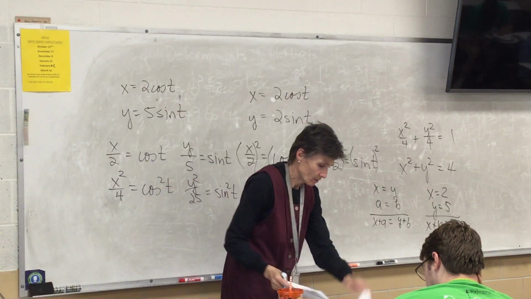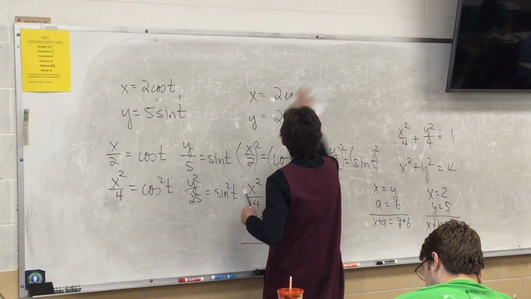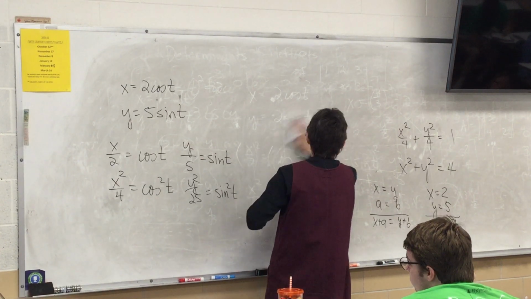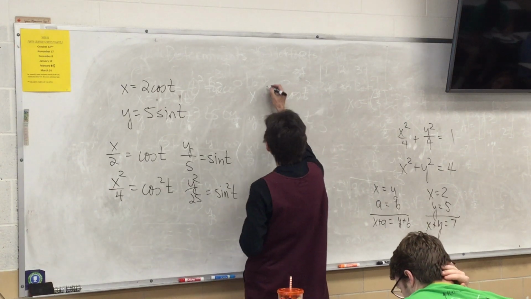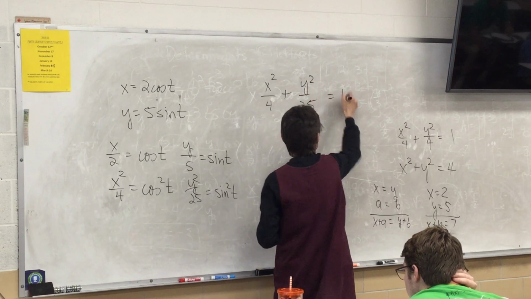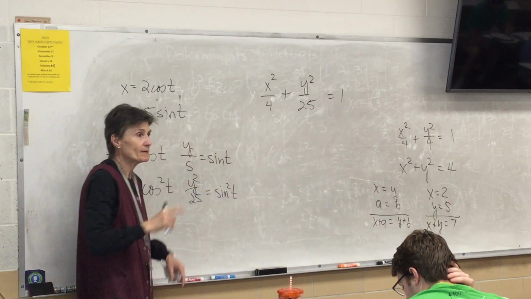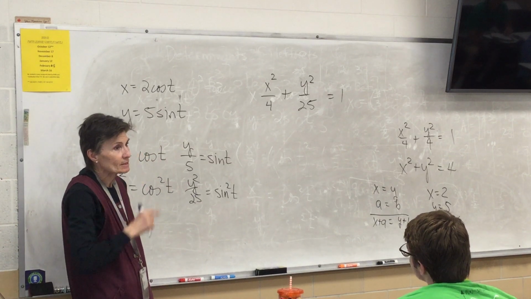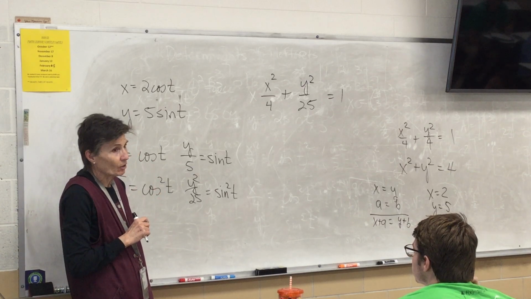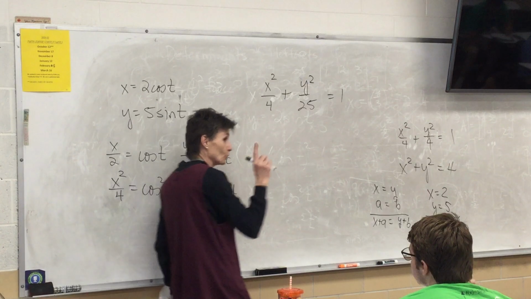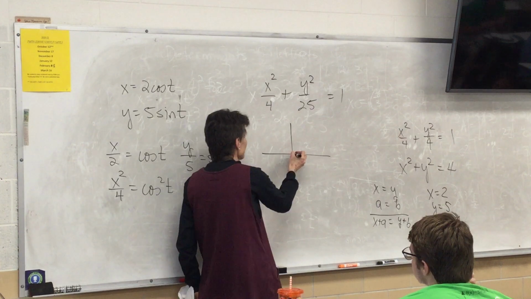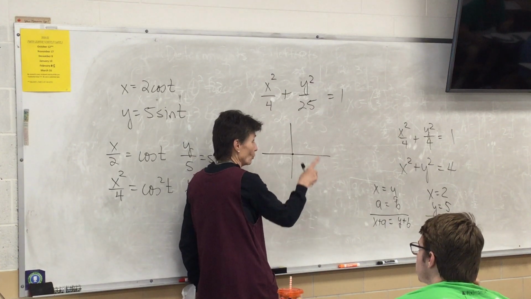When I add those this time, I am going to get x squared over 4 plus y squared over 25 equals 1. Right? Anybody know what that is? That's an ellipse. That is exactly an ellipse. Did you guys study the conics at all last year? The ellipse? Well good, because we may not get to it this year.